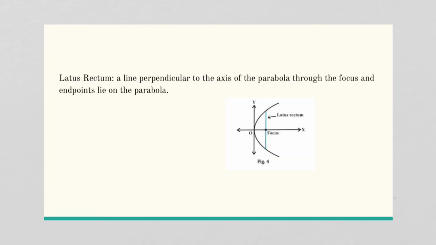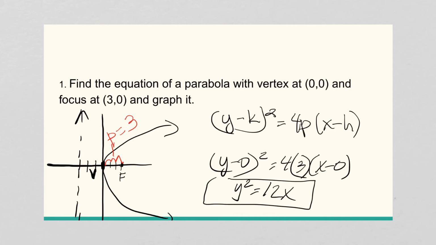All right, let's take a couple examples here to look at. You can skip over this. Find the equation of a parabola with the vertex at 0, 0, and the focus at 3, 0, and graph it. So I like to graph it visually first. So here's my vertex at 0, 0. My focus is at 3, 0. I labeled it as F. We know that it's one of those horizontal parabolas, so I already sketched in my parabola here.